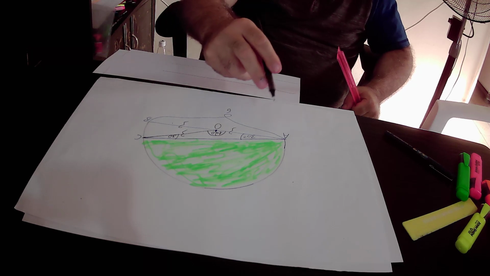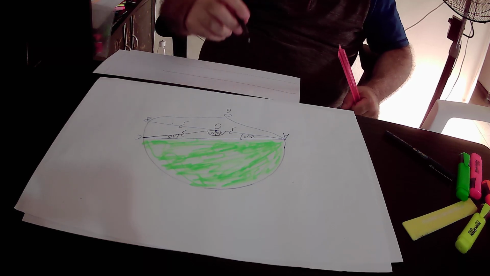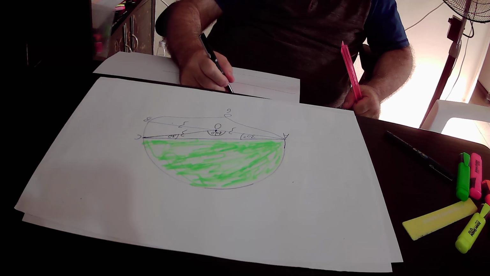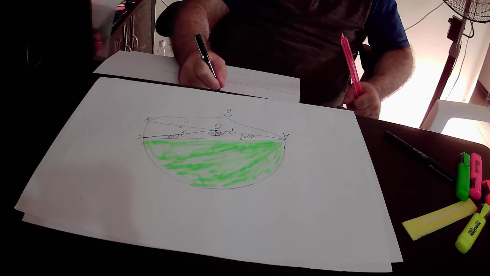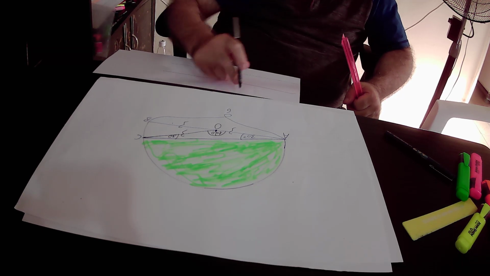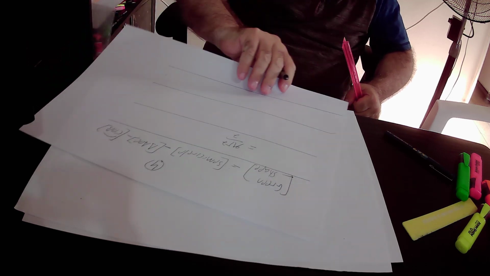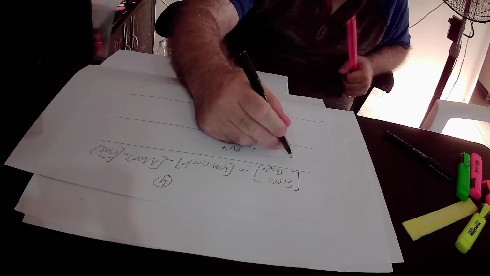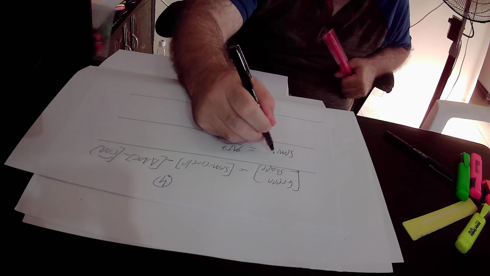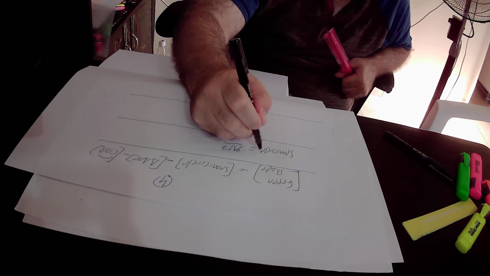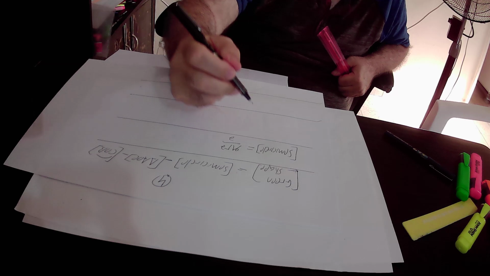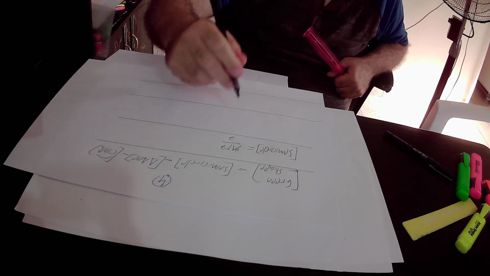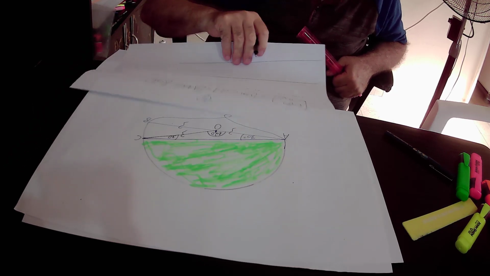What is the area of the semicircle? The area of the semicircle equals the area of the circle over 2. So it is pi r squared, that is the area of the circle, over 2. Okay, so the area of the semicircle equals pi r squared over 2. R is equal to 3 units.